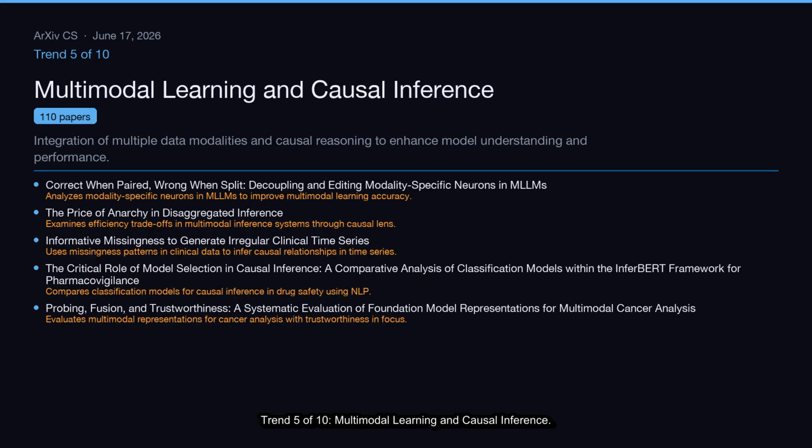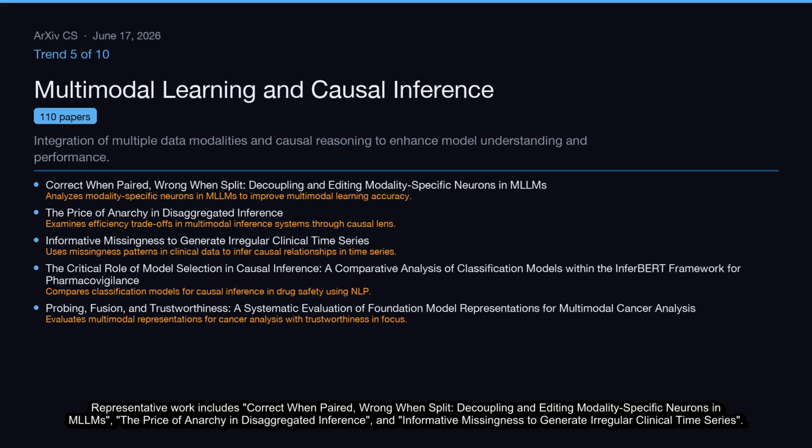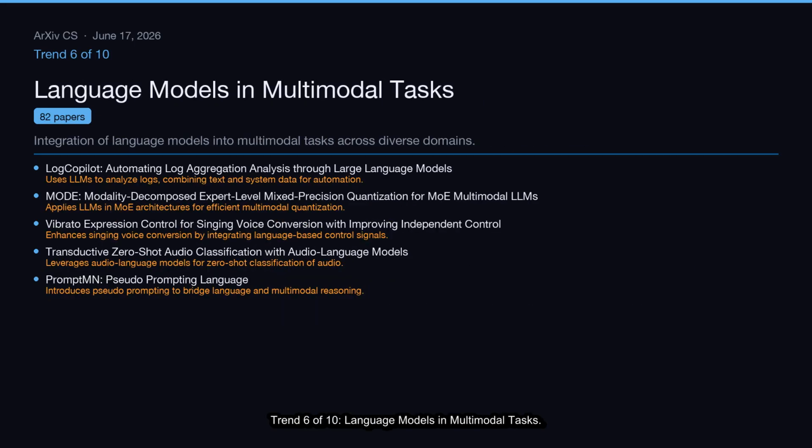Trend 5 of 10, Multimodal learning and causal inference. Integration of multiple data modalities and causal reasoning to enhance model understanding and performance. This cluster covers 110 papers. Representative work includes Correct When Paired, Wrong When Split, decoupling and editing modality-specific neurons in MLLMs, the price of anarchy in disaggregated inference, and informative missingness to generate a regular clinical time series.